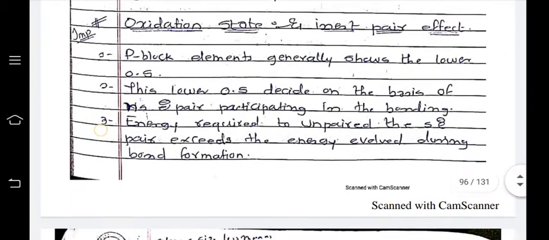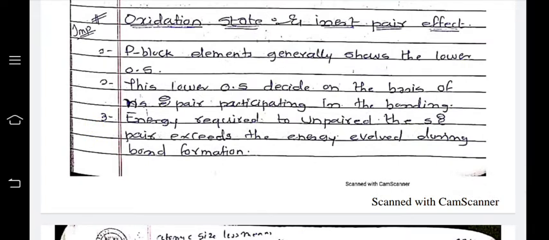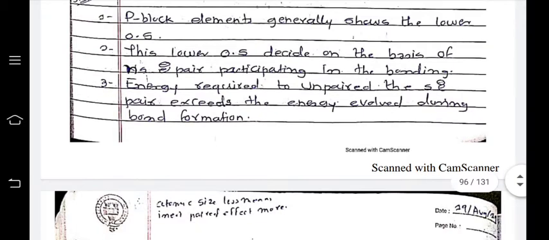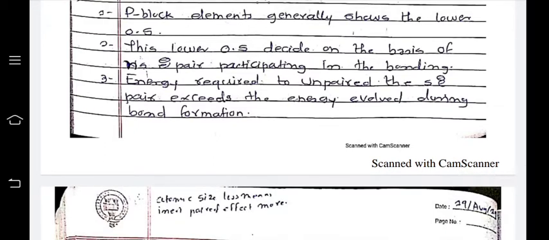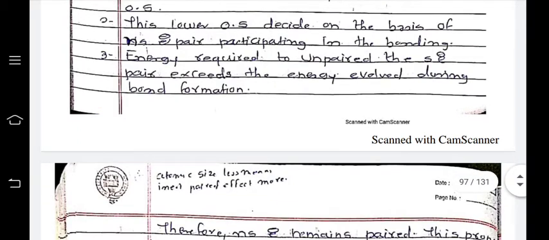P block elements generally show the lower oxidation state. This lower oxidation state is decided on the basis of the number of electron pairs participating in the bonding and the energy required to unpair the electrons. The energy required to unpair the s electron pair exceeds the energy evolved during bond formation.